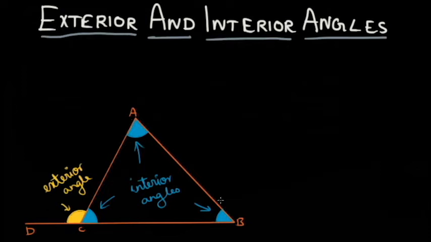Interior angles are the angles that are inside the three lines or inside the triangle. When we extend one line, in this case I have extended BC and produced it to D, there's an angle formed. In this case, the angle formed is ACD. This angle formed is an exterior angle. These have two properties.